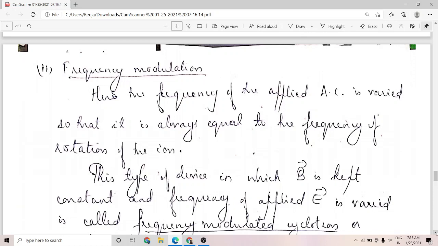So we have discussed in this session the construction of the cyclotron, its theory and working, what is the maximum energy attained by the ions on moving through a cyclotron, what is the condition required for the proper functioning of the cyclotron, the limitations of the cyclotron with the methods to overcome it.